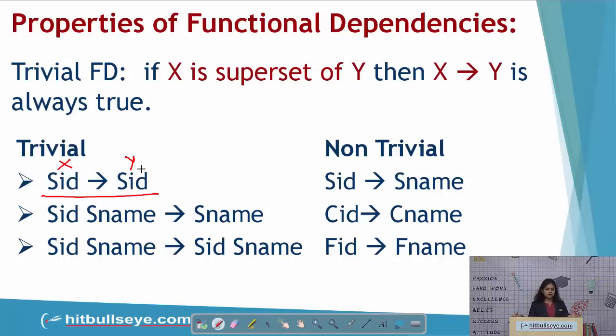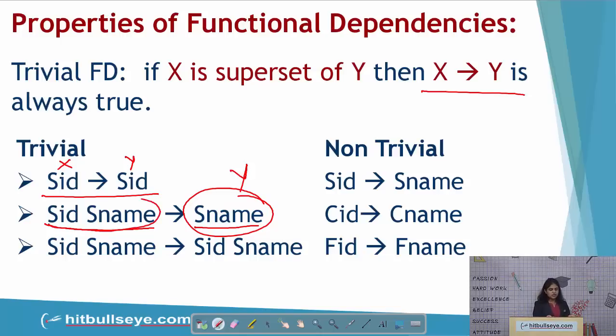If we take the second case, SID, S name functionally determines S name. So S name is something which we can say is Y here, and X should be a superset of Y to determine it as a trivial functional dependency, and let's see if it holds true. Yes, SID, S name is a superset of S name, so we can say that this is a trivial functional dependency.